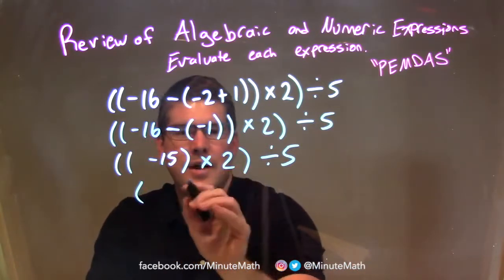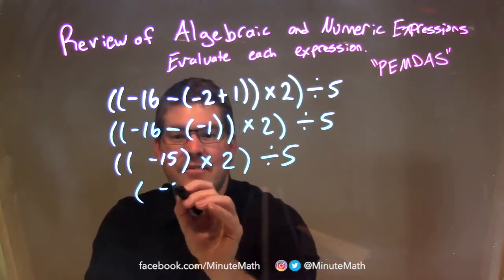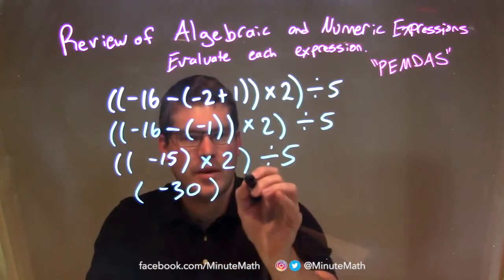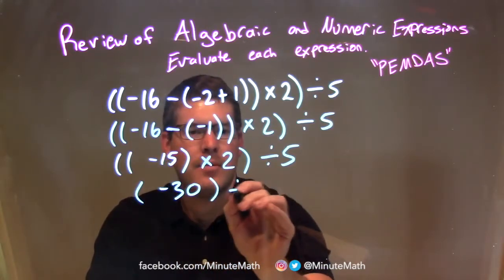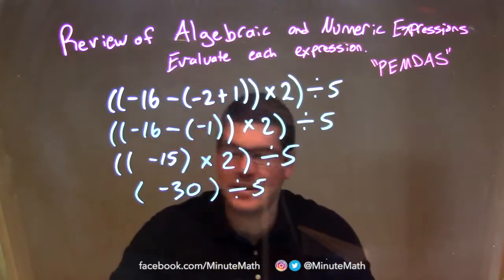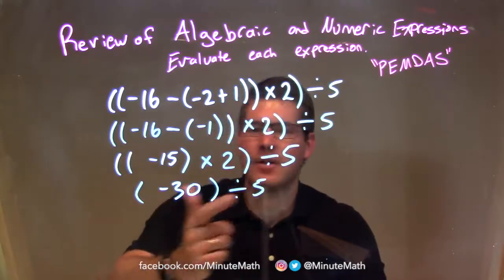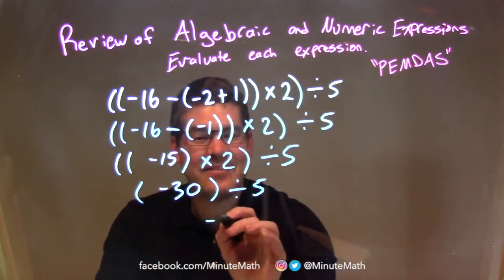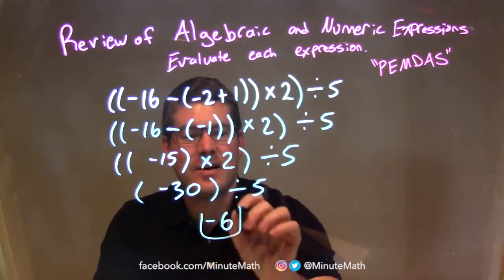So we have negative 15 times 2, which is a negative 30. That parenthesis comes down, boom, boom, divided by 5. Now it's getting a little easier to see. Negative 30 divided by 5 is negative 6, and that's it. Our final answer is just negative 6.